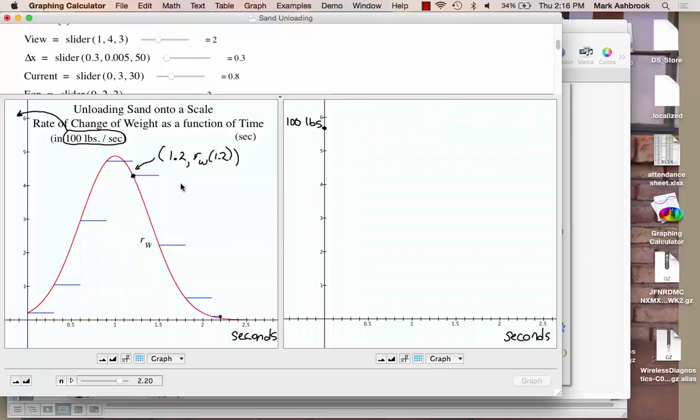And we're going to do that for every interval, and in doing so, we create what kind of function? Approximate rate of change function. The blue one is the approximate rate. So where would we look for the value of that rate for that point? The y-axis. So it's about, what, 4.2. It's about 4.2, but exactly, what's the exact value of that? R sub W of 1.2, right there on the y-axis.